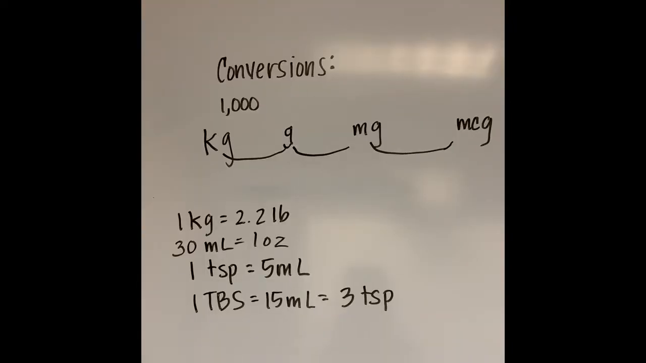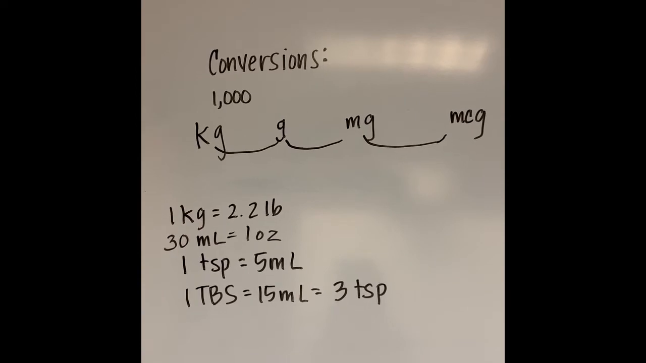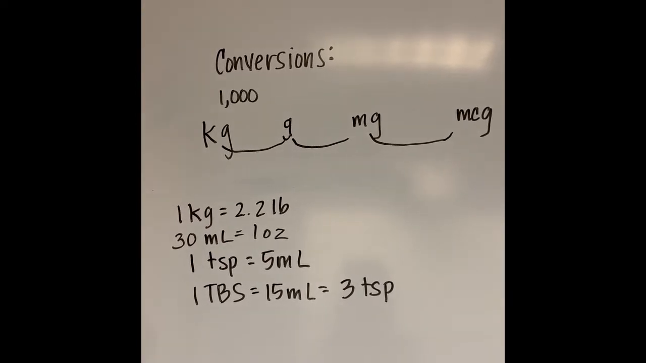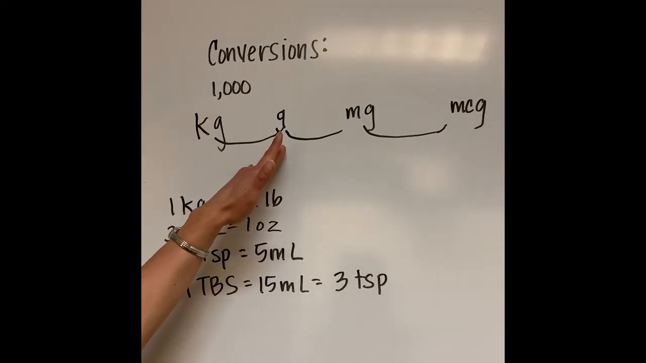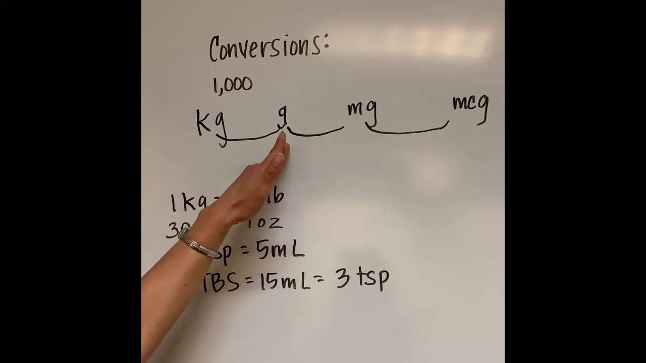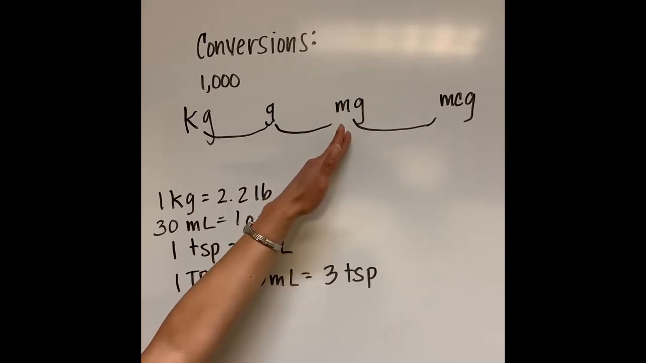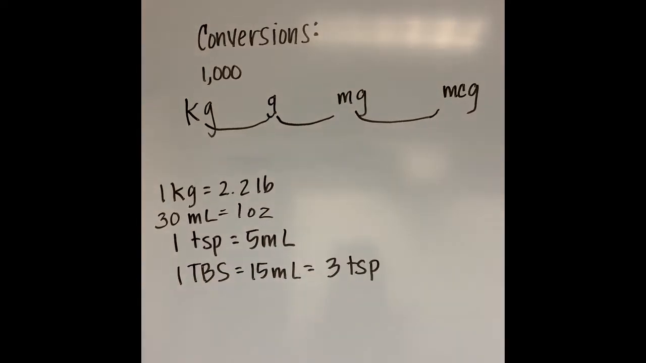When it comes to conversions, the key thing to keep in mind is that the metric system uses 1,000. So for example, 1 kilogram is equal to 1,000 grams. 1 gram is equivalent to 1,000 milligrams. 1 milligram is equivalent to 1,000 micrograms.